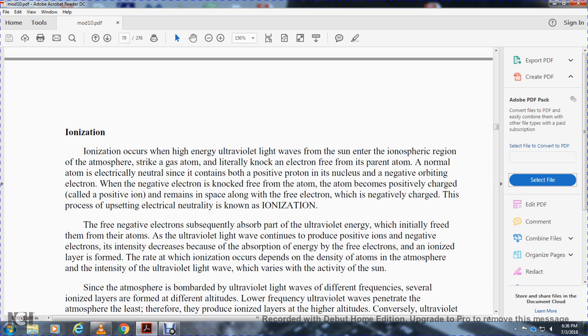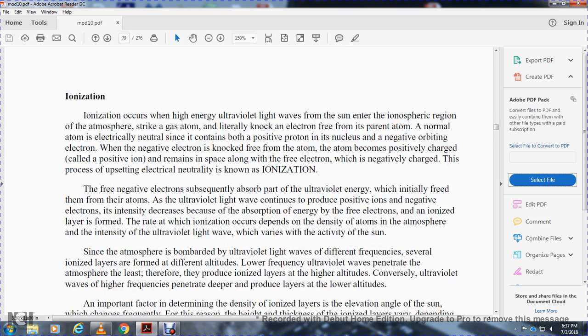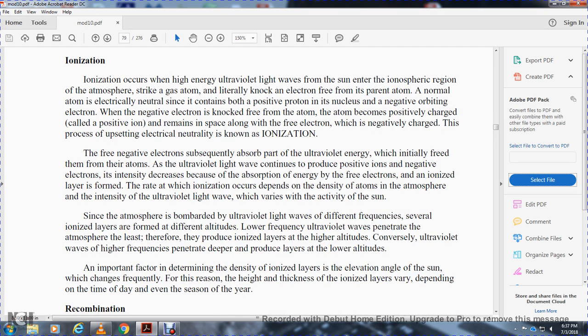All right, ionization. High energy ultraviolet light waves from the sun strike the gas atoms in this region of the atmosphere, literally knocking an electron free from the parent atom. Normal atoms are electrically neutral since they consist of a positive proton nucleus and a negative orbiting electron. When the negative electron is knocked free, the atom becomes positively charged, called a positive ion, and remains in space along with the free electron, the negative charge. This upsetting of the electrical neutrality is known as ionization.